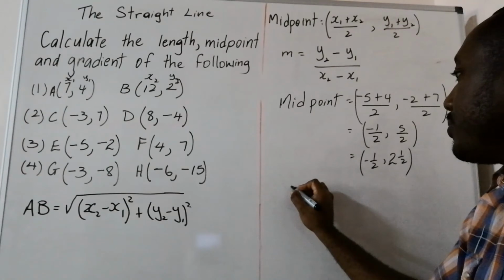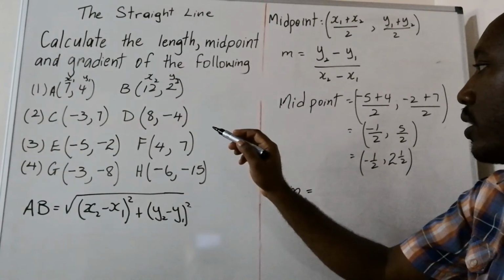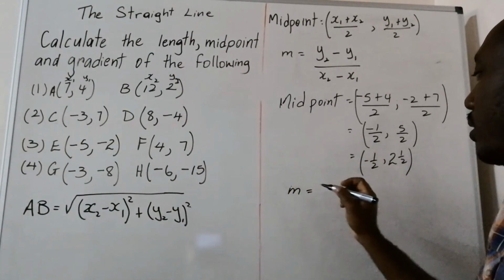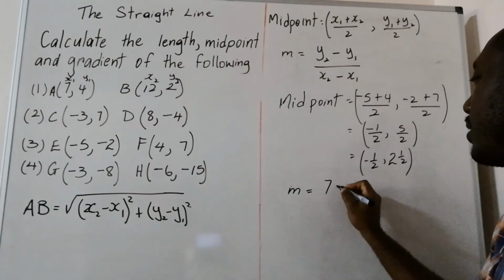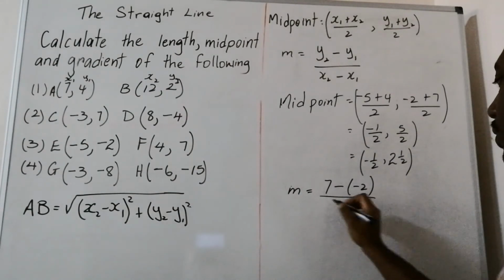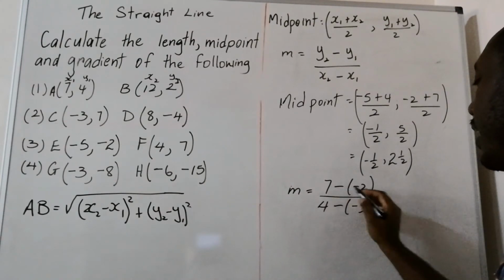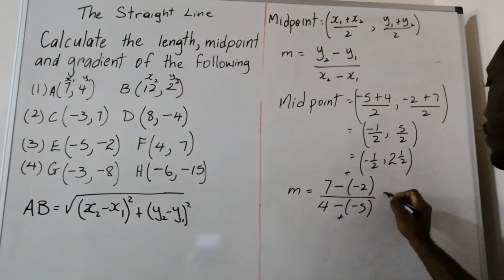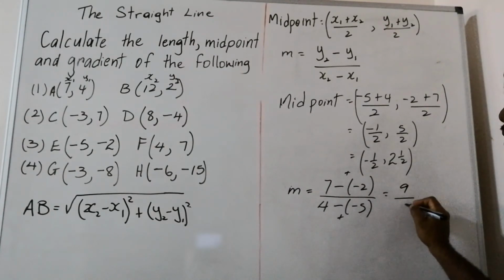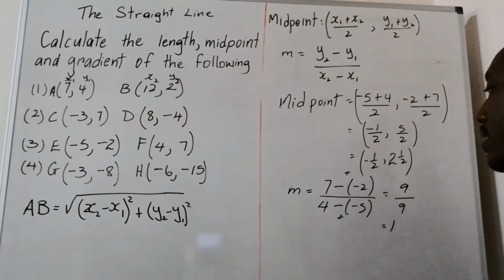Alright, and then to find our gradient, which is equal to y2 minus y1. So y2 is 7, take y1, which is negative 2, over x2, which is 4, take x1, which is negative 5. Again, when negative and negative come like this, it becomes a positive. So what we end up with is 9 divided by 9, which will give us 1. So the gradient here is 1. I hope you are getting the same answers as we are when we are working it out.